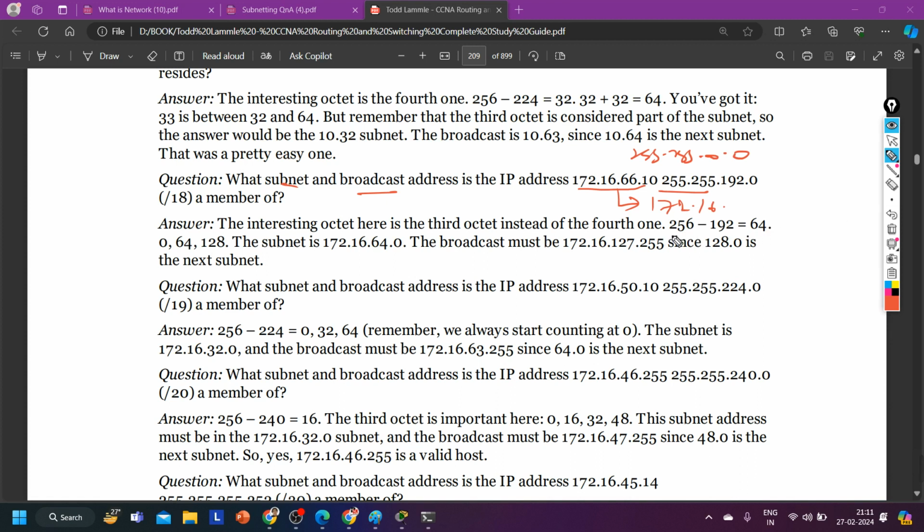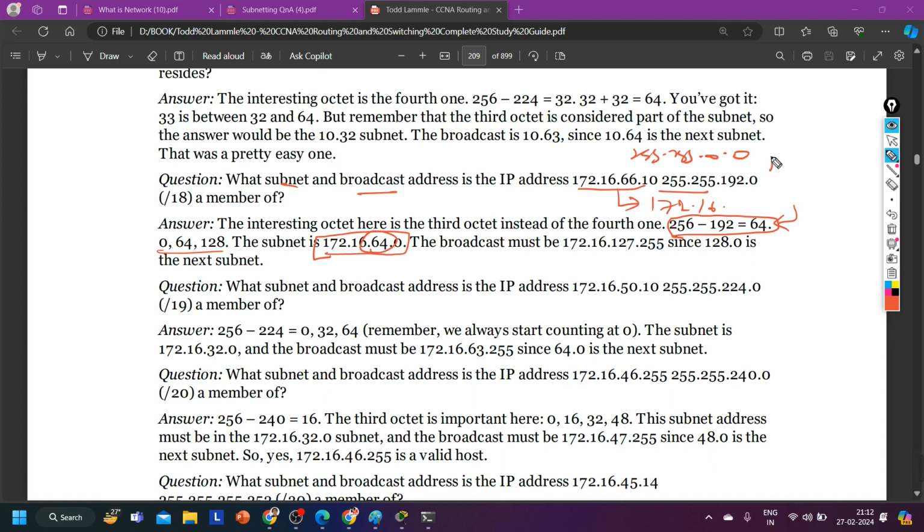This thing is called the block size as well, right? 256 minus the subnet mask of the interesting octet. So this particular thing is known as the block size. Yes, 64.0. This is the network ID of this IP address, right? Now you have to find how it is 64.